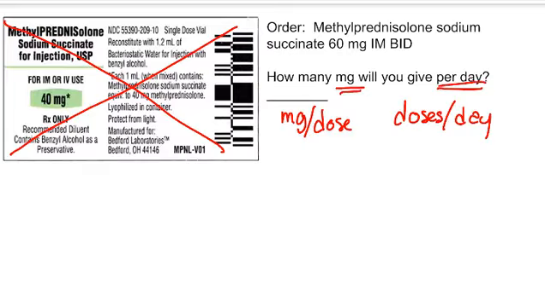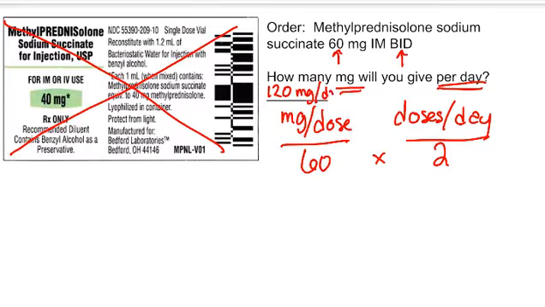How many milligrams per day? How many milligrams per dose? How many doses per day? How many milligrams per dose am I getting? I'm getting 60. How many doses per day am I getting? BID. That means 2 doses per day. My math is 60 times 2 is 120 milligrams per day. Okay.